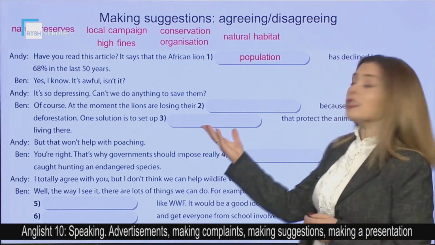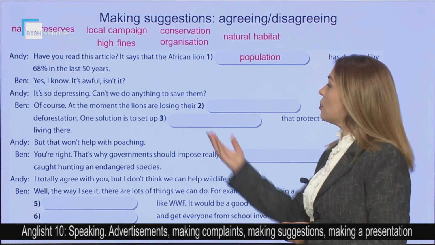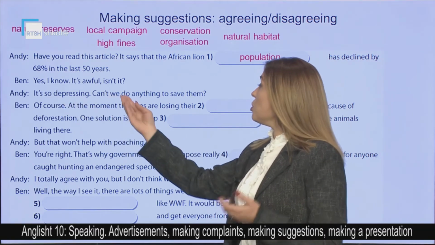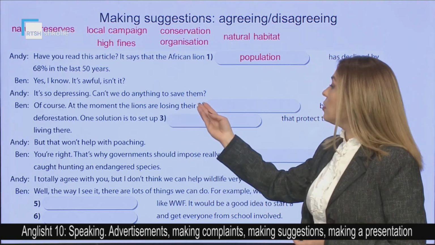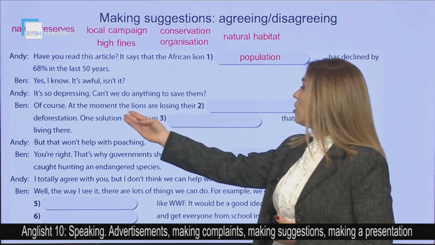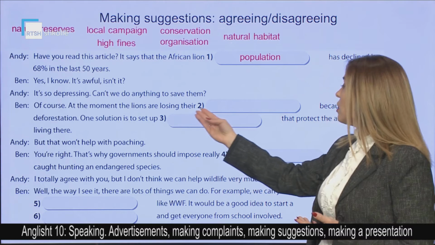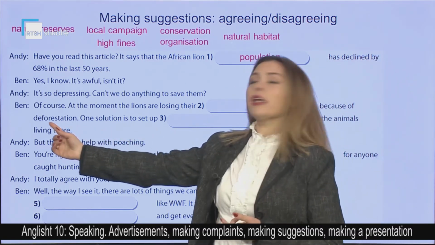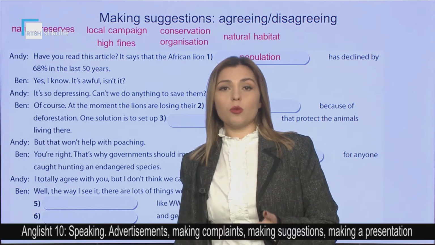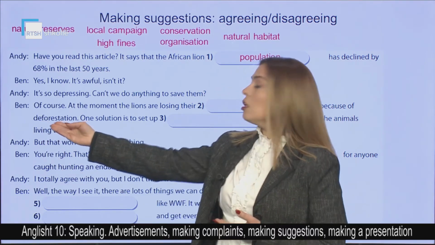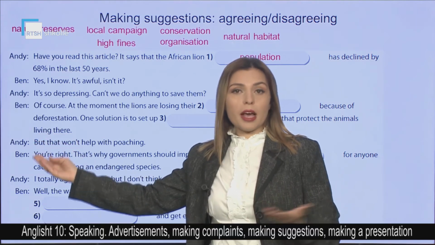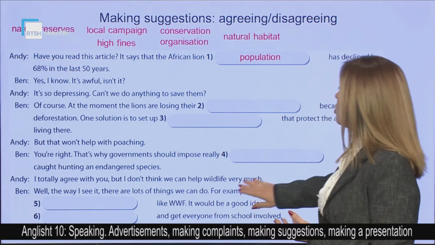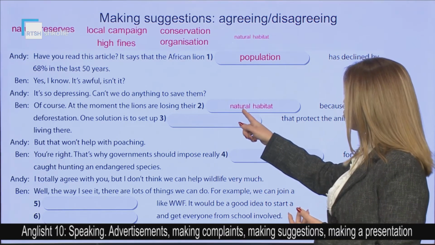And Ben says, yes, I know. So he agrees with that. It's awful, isn't it? It is so depressing. Can't we do anything to save them? Ben says, of course. At the moment, the lions are losing their, we need to continue reading, because of deforestation. What is deforestation? What does it cause? By deforestation, lots and lots of trees are cut down. So this harms or affects their habitat, of course. So they are losing their natural habitat.